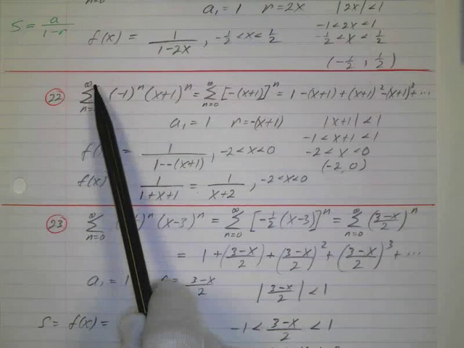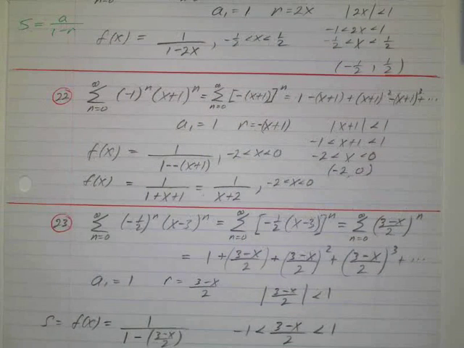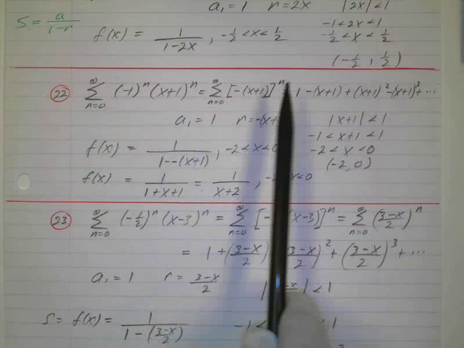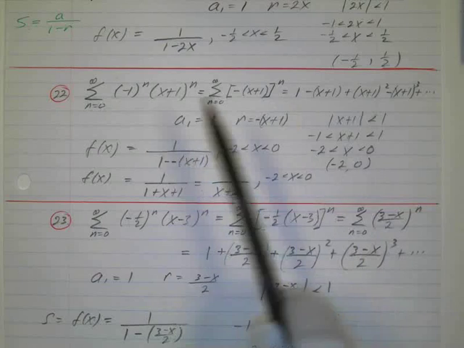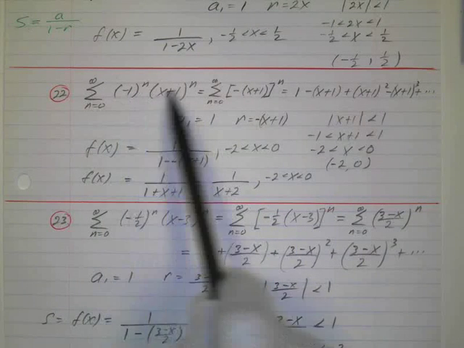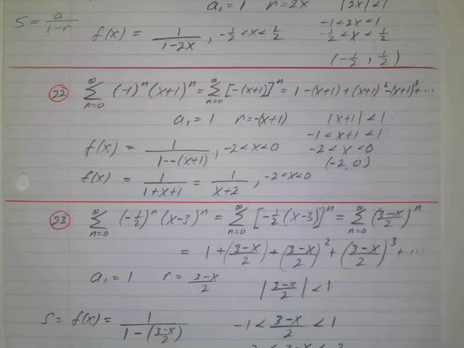The summation n equals 0 to infinity of negative 1 to the n, x plus 1 to the n. Now, this is nice notation, but I can combine this so I can get an idea of my r, my common ratio. It's a geometric series, so I do know that there's going to be an r. So I'll combine these and put these both under the n. We use this technique a lot in this course.